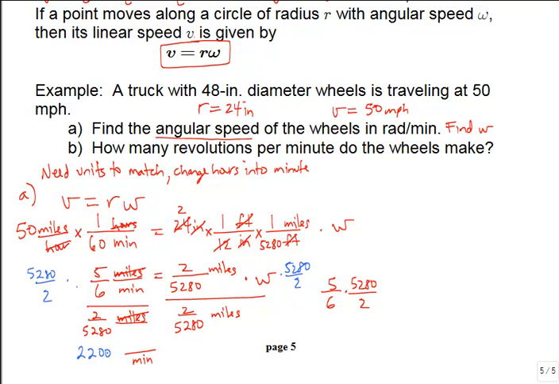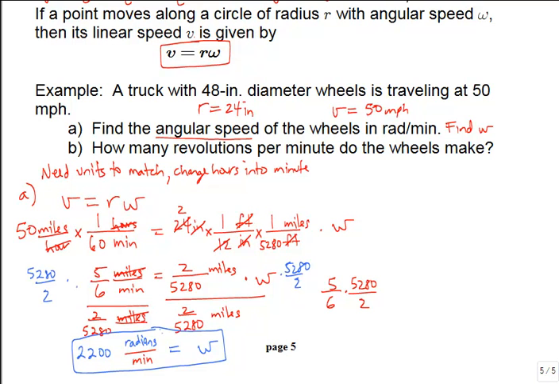And we don't have any units left on the top for this omega, but remember what omega is. It's an angular speed. It measures how fast the angle rotates around over time, and our angle here is going to be measured in radians always. So the units on top, even though they don't appear to be there, are actually radians. So our angular speed omega is 2,200 radians per minute. So that would be our answer for part A. That's our angular speed.